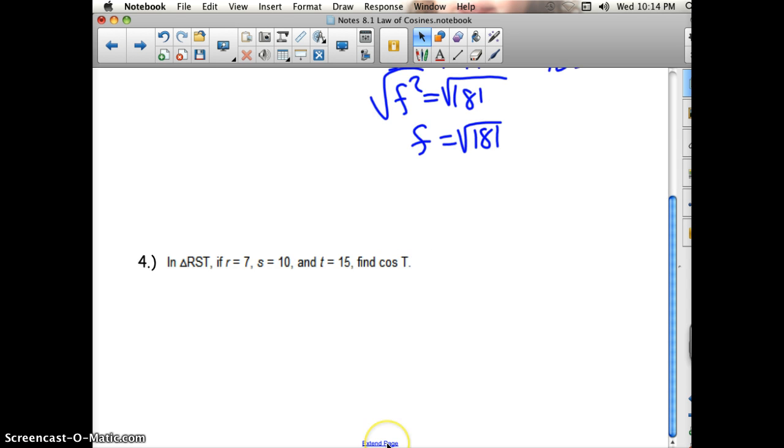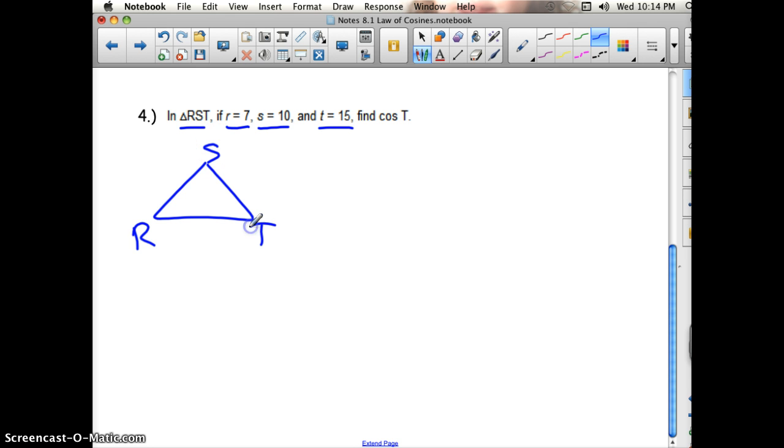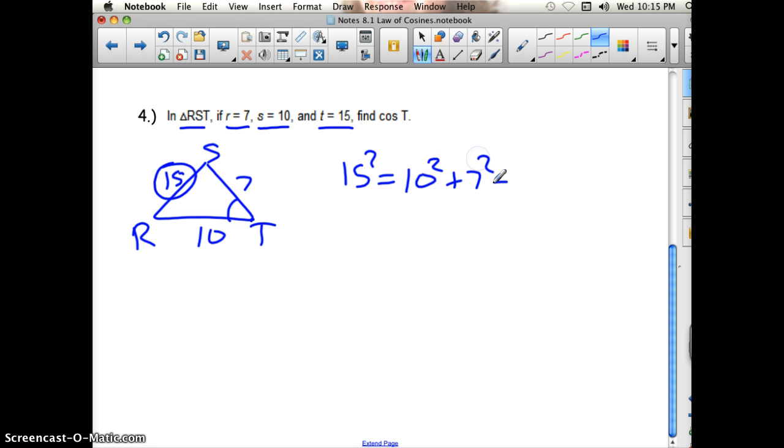Okay, example number 4. This time they want me to find cosine t. Triangle RST, they're giving me all 3 sides. So this is an example where you're given all 3 sides. Little r is 7, s is 10, and t is 15. They want me to find cosine t. So that means I'm dealing with this angle. That part about finding cosine t made 15 the loneliest side. If I wanted to find cosine of r, then 7 would have been my loneliest side. But as it is, poor 15 over here by himself.